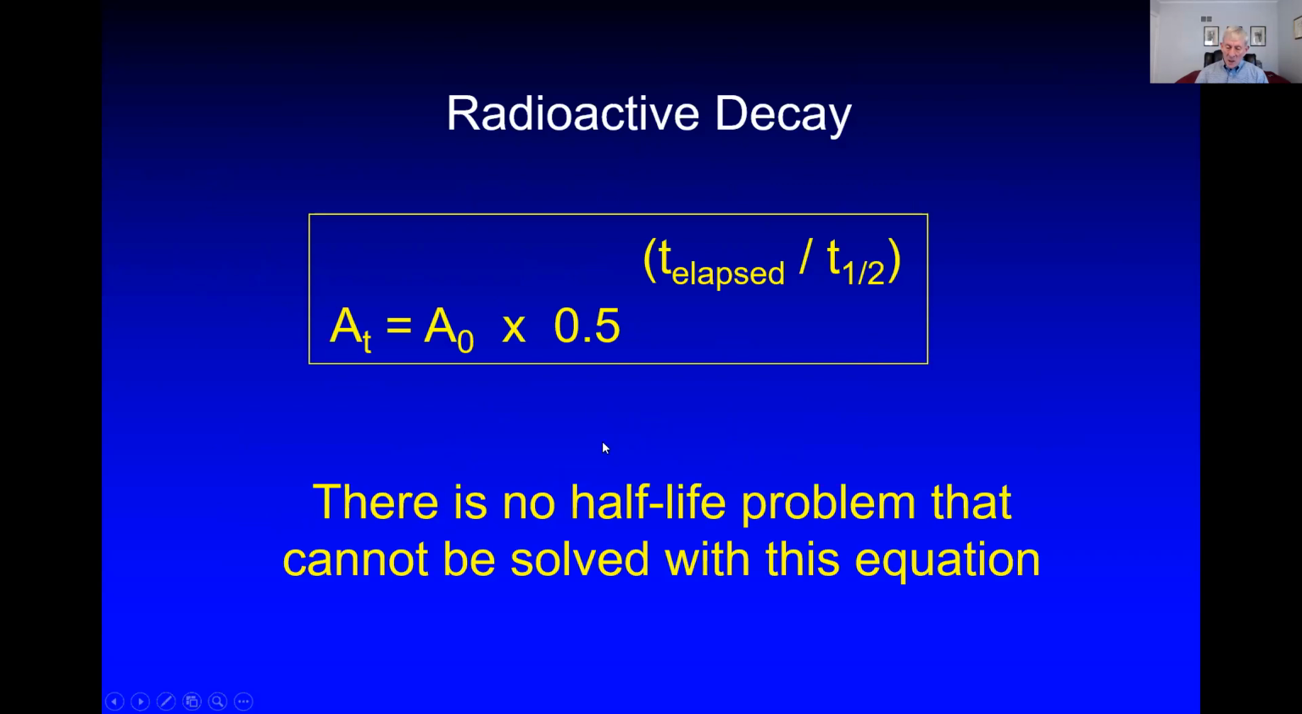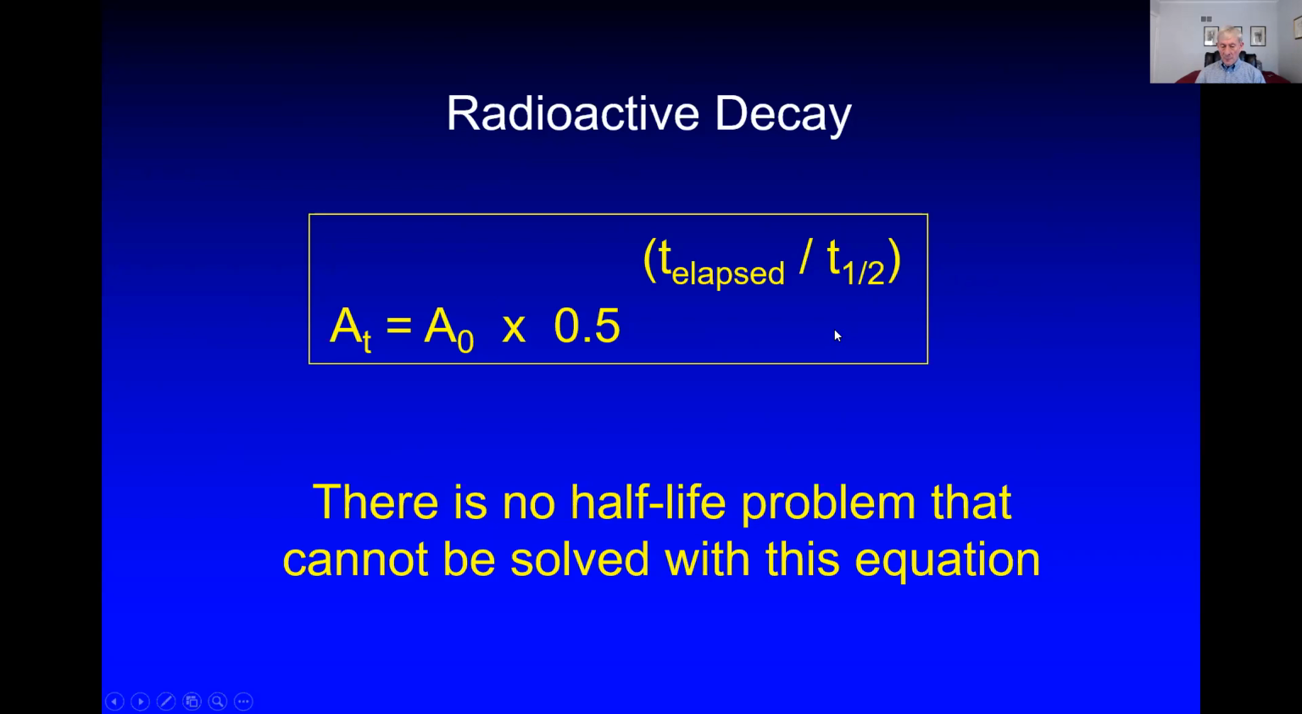So there is no half-life problem anyone can give you that you cannot solve with this equation. All you need to have is the y to the x key and the parenthesis key. That's all you need. You're going to punch in the activity, times 0.5, then the y to the x key, to the power of parenthesis, t elapsed divided by t1/2, close parenthesis, and you're going to punch equals, and you're done.